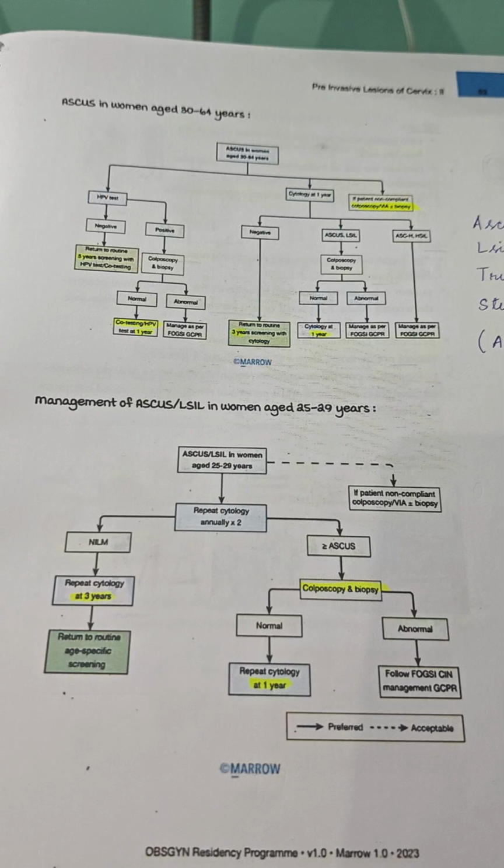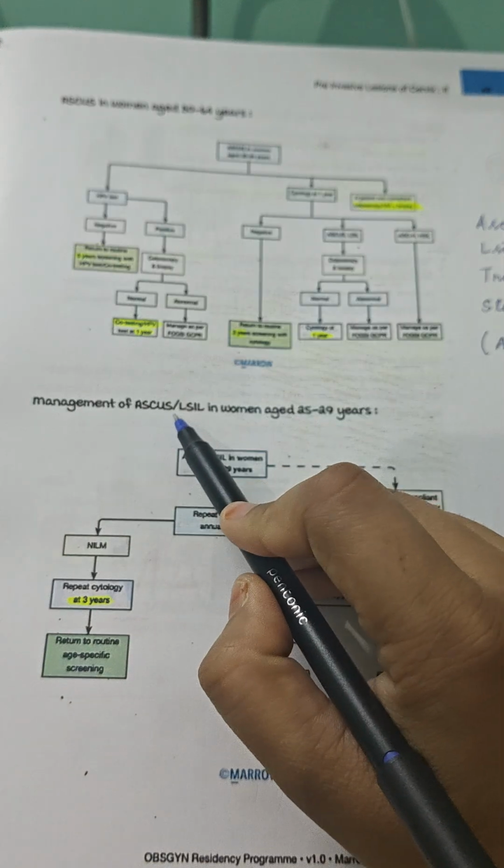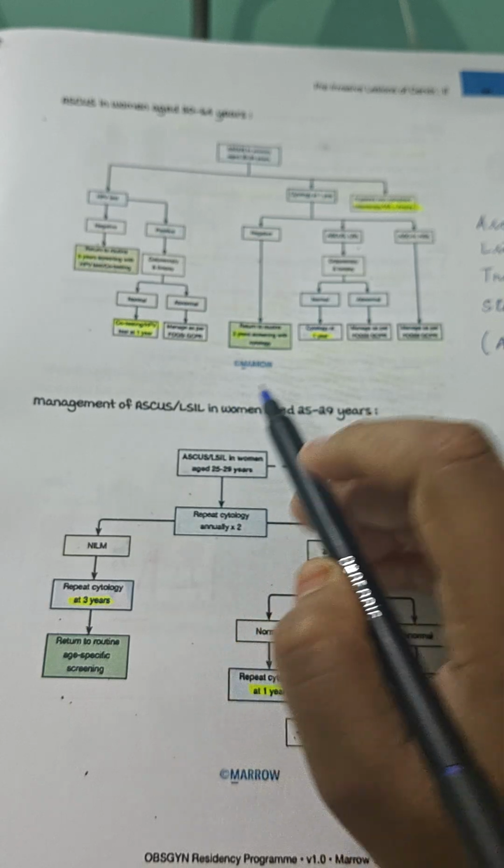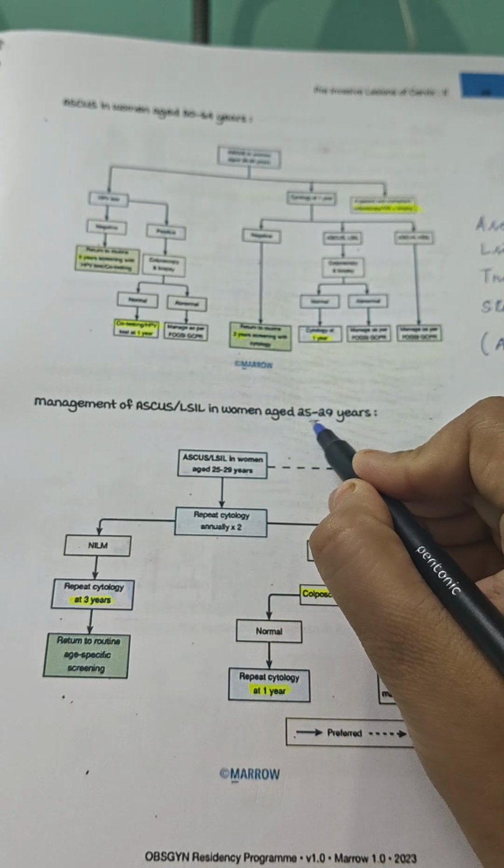So two conditions can arise. First, we can have a woman with low grade lesions, that is ASCUS or LSIL, with an age of 25 to 29 years.